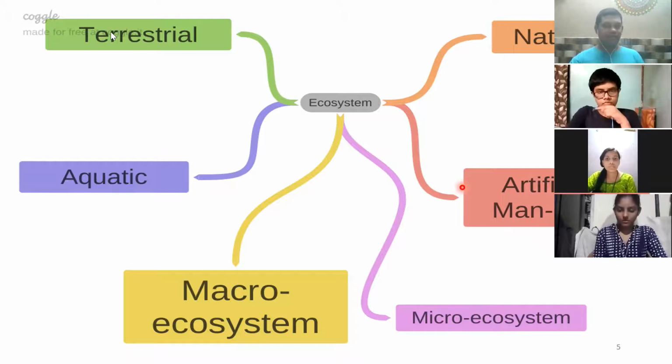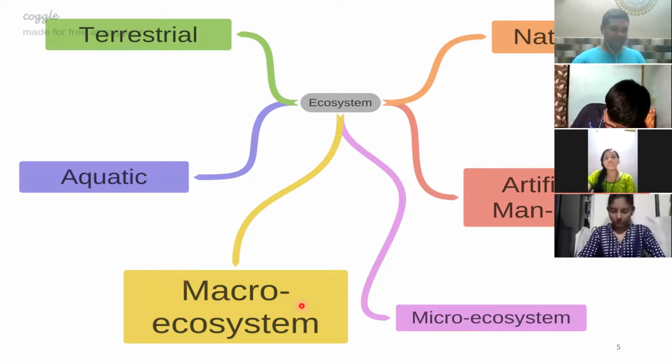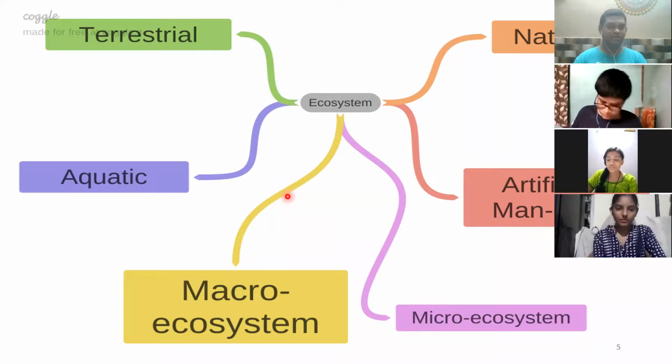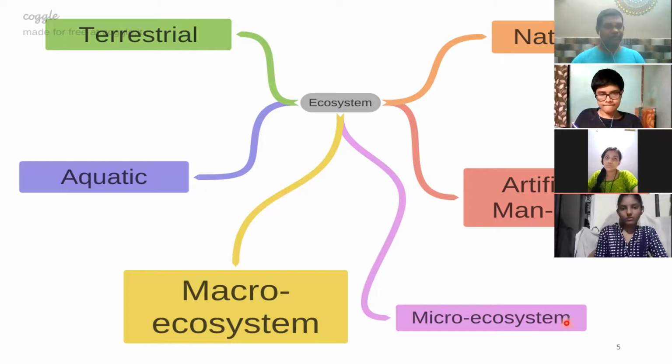Okay. Then the other way to classify is based on the size of the ecosystem. How big or how small they are. So if an ecosystem is very large, we call it a macro ecosystem. And if it is a small one, we call it a micro ecosystem. Simple, correct? So when you say macro, it means a large one. So you can say a large ocean can be an example of a macro ecosystem. On the other side, just a small drop of water can also be a micro ecosystem.